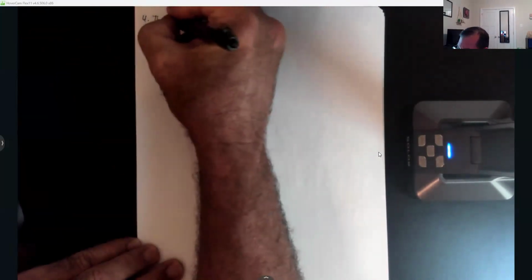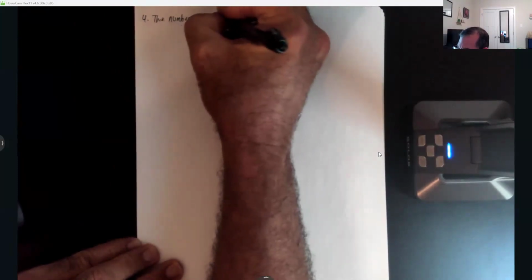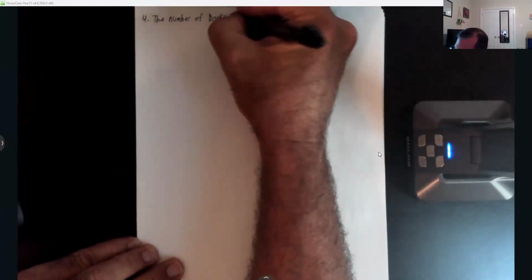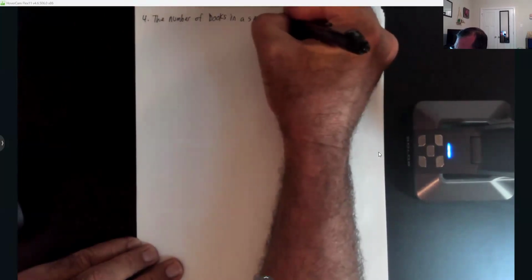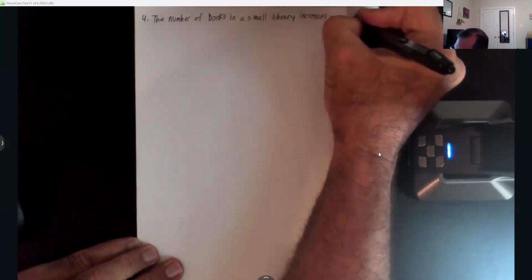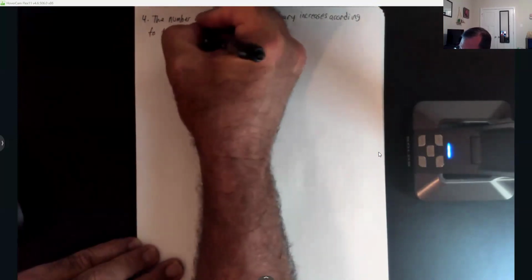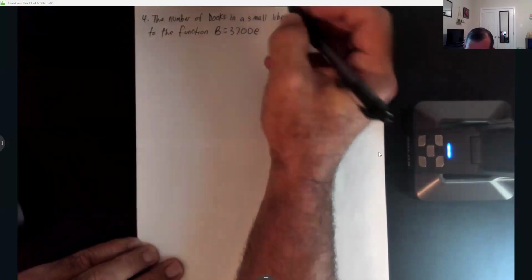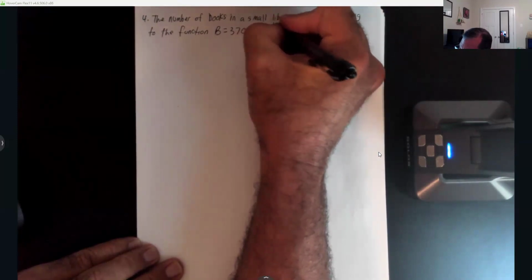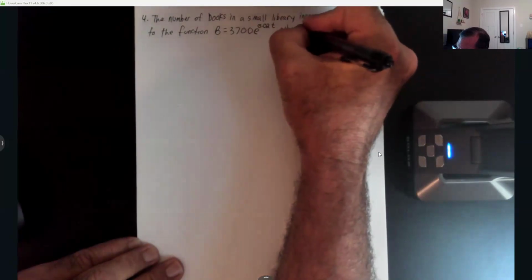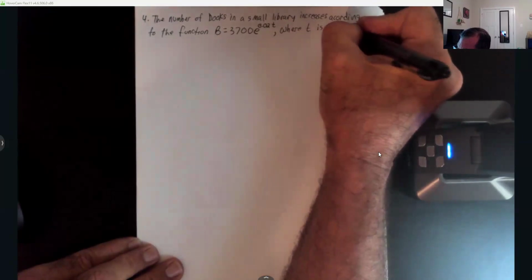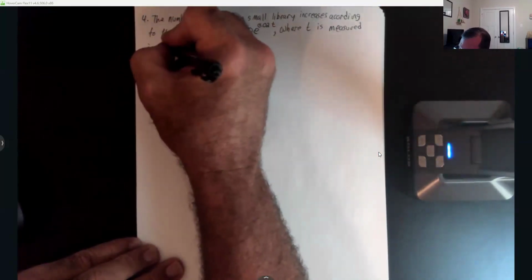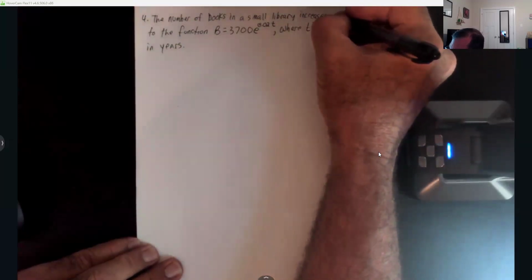So the number of books in a small library increases according to the function B equals 3,700 E to the 0.02 T, where T is measured in years.